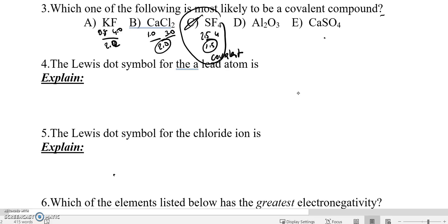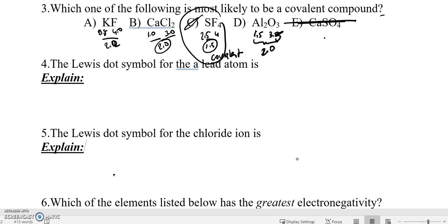All right, the value for aluminum is 1.5 and oxygen is 3.5, so the difference is 2. We don't want to worry about polyatomic ions this time, so I'll just erase this one, okay? That's not the answer. Obviously, the one that is not 2 is going to be C, right?